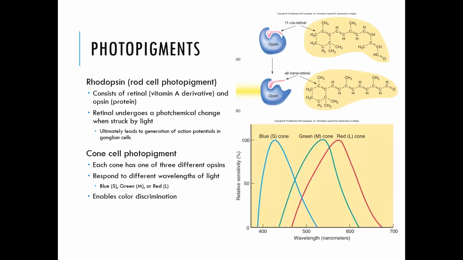And then you also have photopigments. You have rhodopsin, which is a major photopigment present in rod cells, right? It consists of different types of vitamins that allow the generation of action potentials to allow you to see in darker environments. And then you have your cone cell photopigments. Each one responds to different wavelengths of light, so it can respond to blue, green, or red light to allow for discrimination of different colors in the environment.